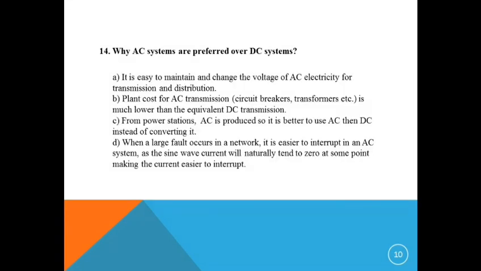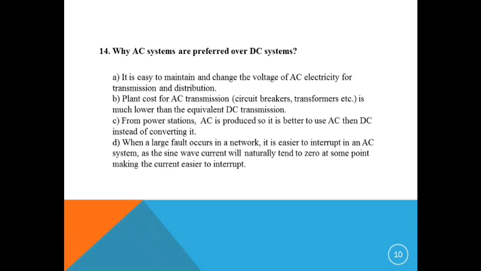Why are AC systems preferred over DC systems? It is easy to maintain and change the voltage of AC electricity for transmission and distribution. Plant cost for AC transmission, that is circuit breakers, transformers, etc., is much lower than the equivalent DC transmission. From power stations, AC is produced, so it is better to use AC than DC instead of converting it.